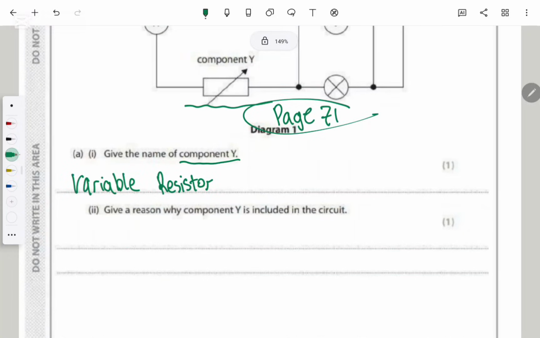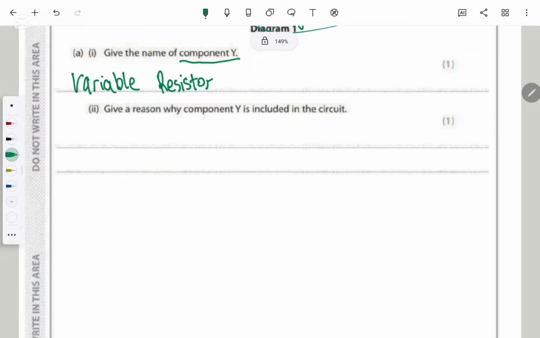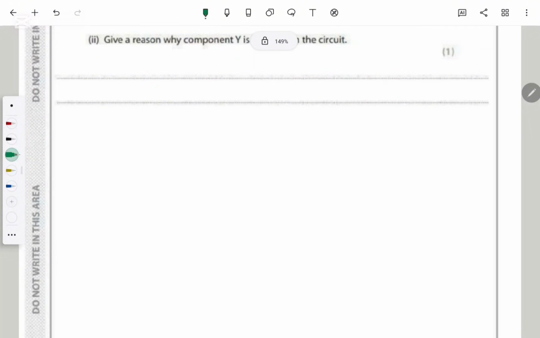All right. Give a reason why component Y is included in this circuit. And right here, we're going to have to start explaining the relationships between quantities that I spoke about. Look here. Your main 3 quantities inside an electric circuit that you need to always keep an eye on are the current, okay, the voltage, and the resistance.